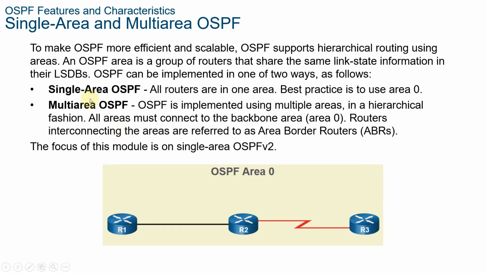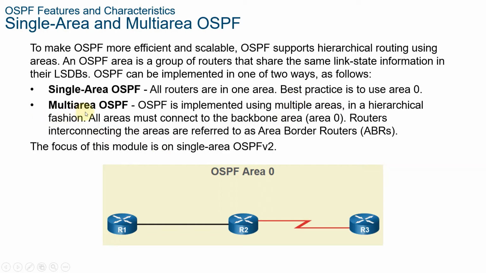You've got the single area OSPF, wherein all routers are in one area. Best practice is to use area 0. As always, if you are not given any area on the topology, it is considered to be area 0. If we are working on a single area, it's always area 0.